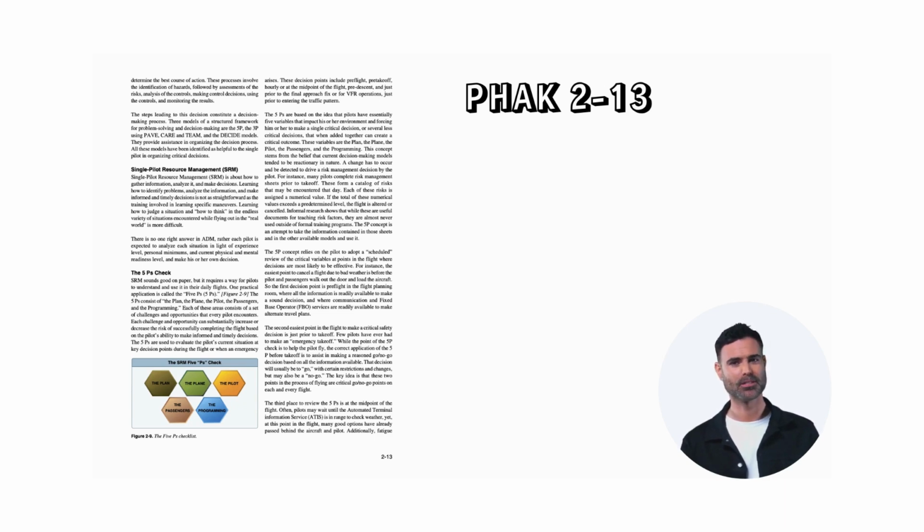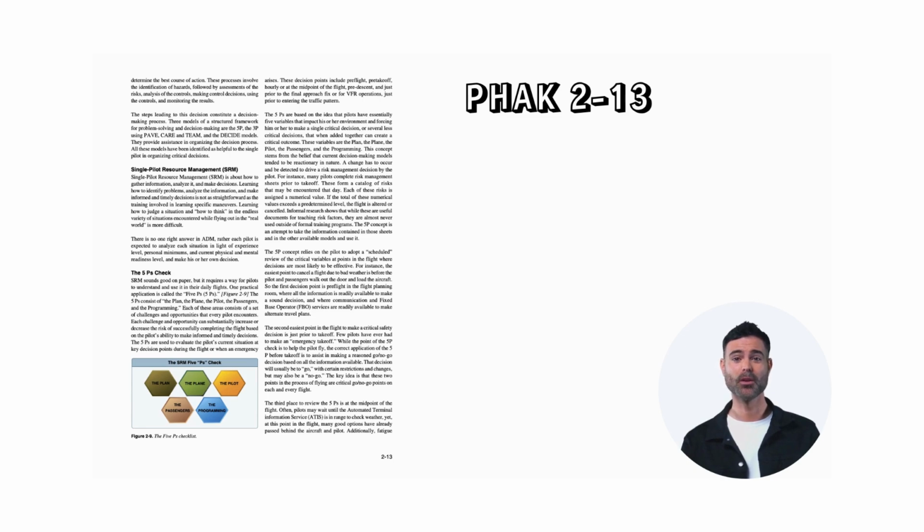These decision points include pre-flight, pre-takeoff, hourly or at the midpoint of the flight, pre-descent, and just prior to the final approach fix, or for VFR operations, just prior to entering the traffic pattern. The 5 P's are based on the idea that pilots have essentially 5 variables that impact his or her environment and force him or her to make a single critical decision or several less critical decisions that, when added together, can create a critical outcome.